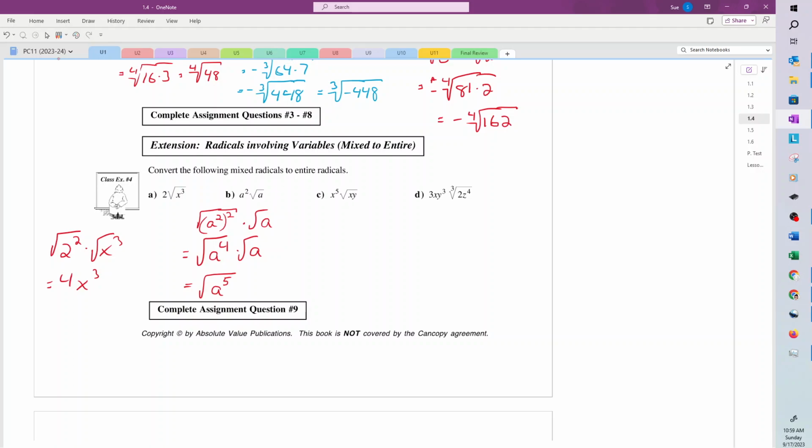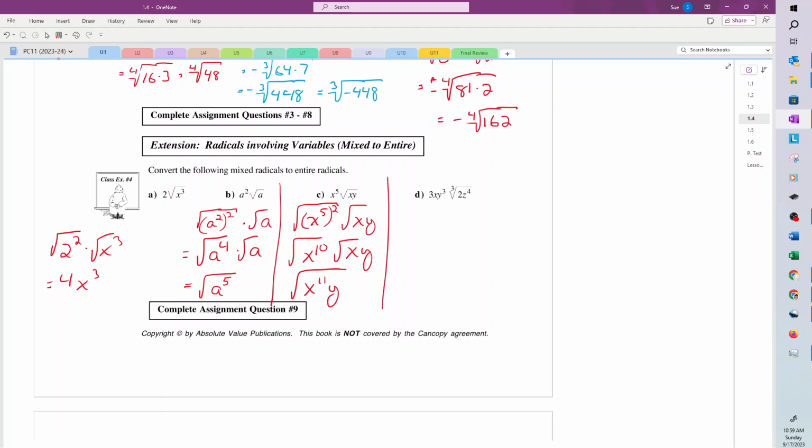This one, same thing. It's going to be x to the 5, and I'm going to square that, and then I'm going to take the square root of it because that's going to be equivalent to that. And then I need to multiply it by root xy. When I square, this becomes the square root of x to the 10 times root xy. So this is the square root of x to the 11y.